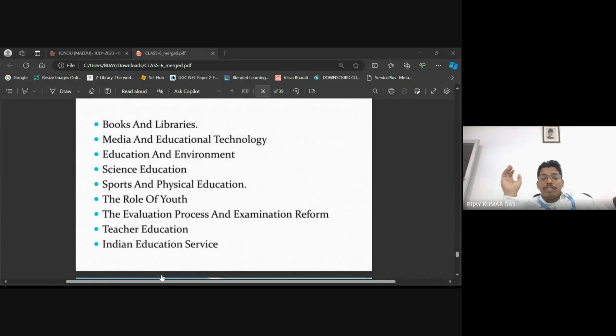We shouldn't ignore it. And sports and physical education, sports, and that Niraj has got the gold medal for India, isn't it? So it is a matter of importance. We are also thinking about bringing changes in sports, physical education, games, and activities, so that the modern trend should be emphasized.